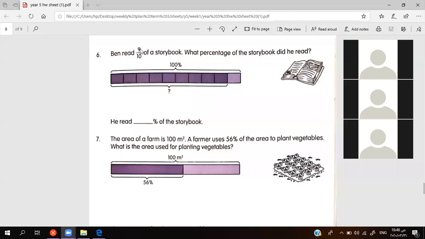Ben read 9 over 10 of a storybook. What percentage of the story did he read? I want a percentage, so what will I do? 90 of 100. A percent must be over 100, so I do down times 10 and up times 10. Times 10 is going to be 90.